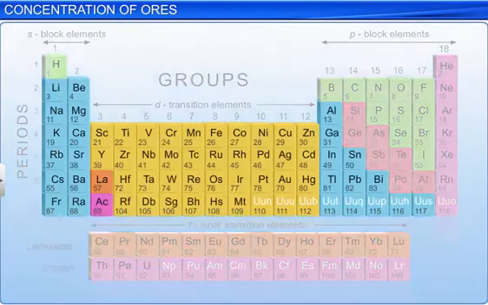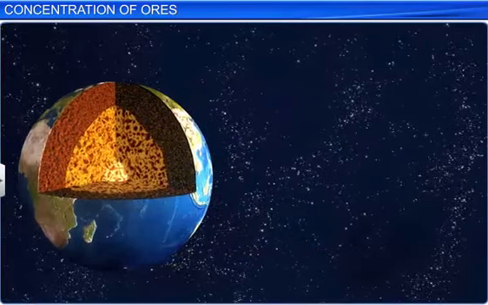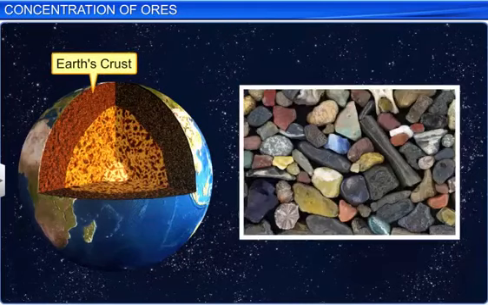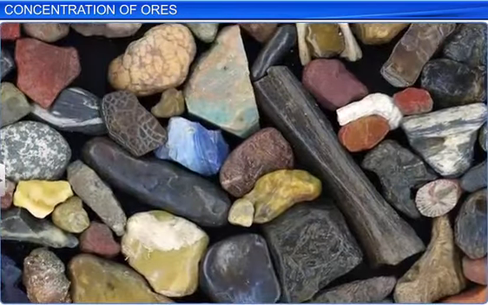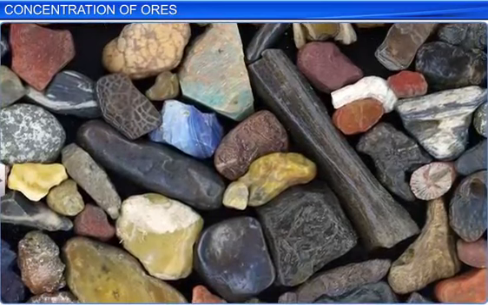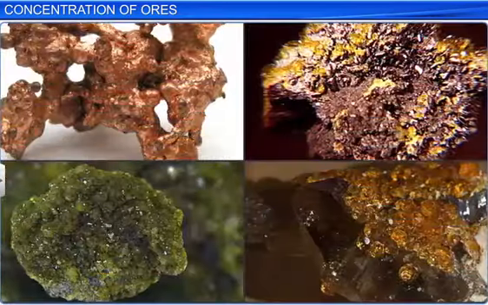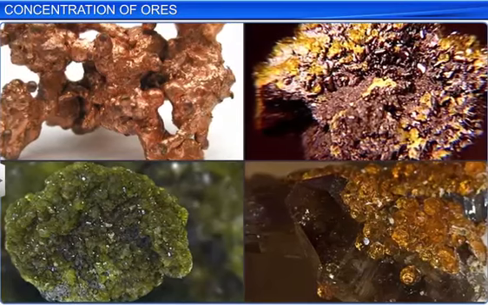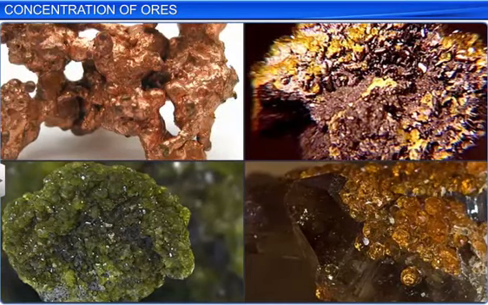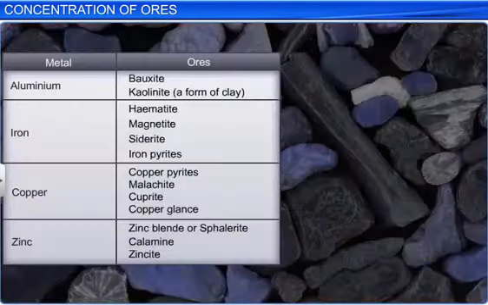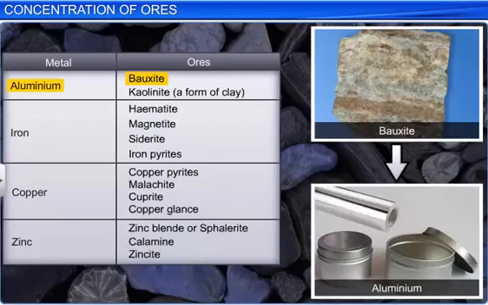You already know that most metals are found in nature in a combined state. Metals that are found in a combined state in the Earth's crust are known as minerals. Not all minerals can be used to extract metals. Only the minerals that have a relatively high concentration of metal and can be extracted in an easy and cost-effective manner are used for extraction. Such minerals are known as ores. For example, bauxite is the principal ore of aluminium.